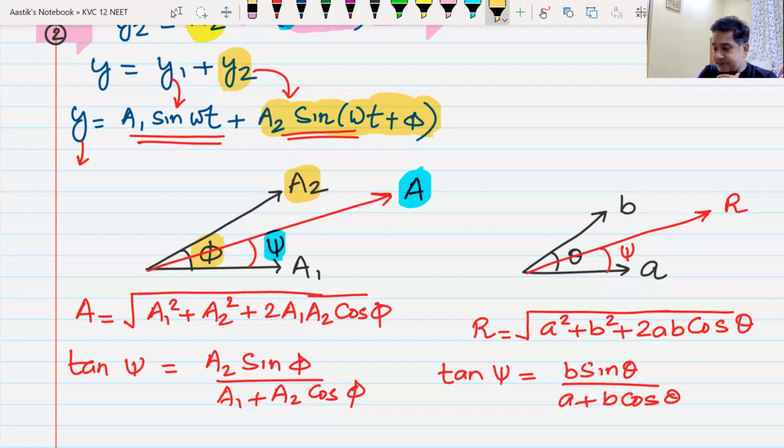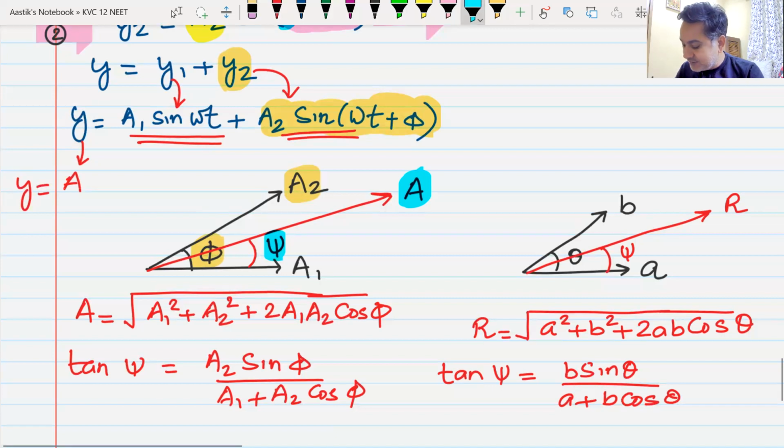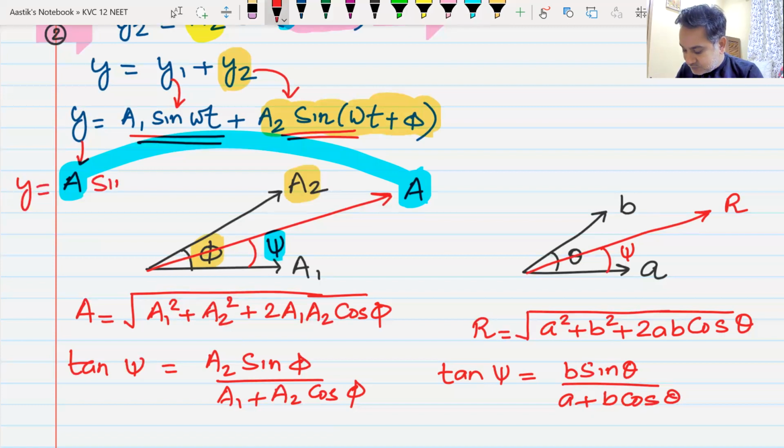No? Shall I help you? So Y will be written in this way, beta. Y will be equal to A. Which A? This A. Y will be written as A sine of omega t plus psi. This psi.